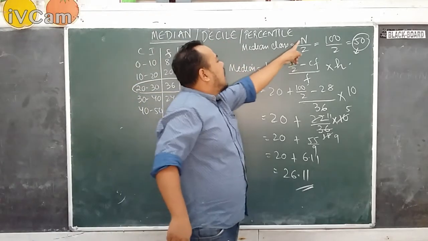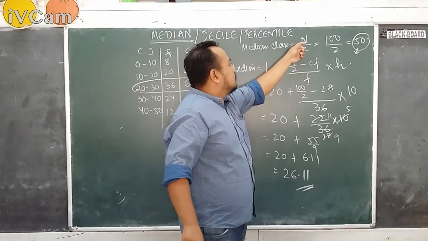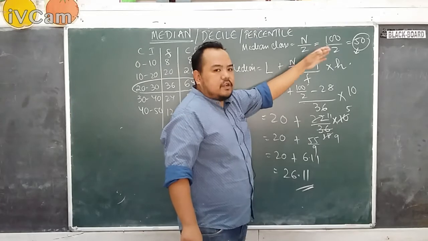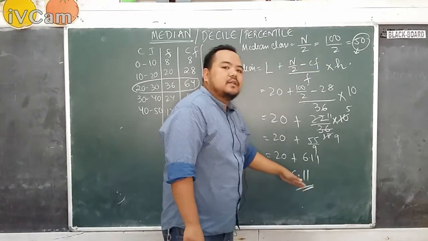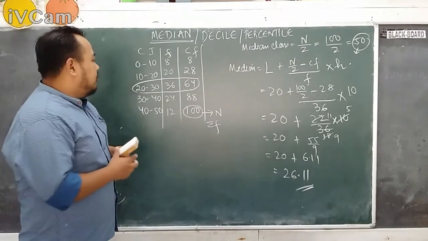This is going to be Rn by 10. How do you calculate the percentile class? This is going to be Rn by 100. So whatever you get, the formula will remain the same. So this is how you calculate the median. I hope you have understood this.